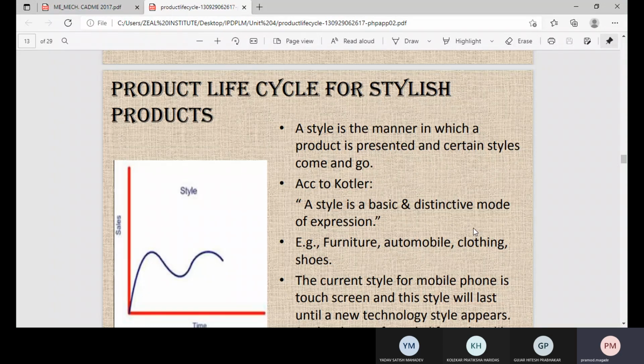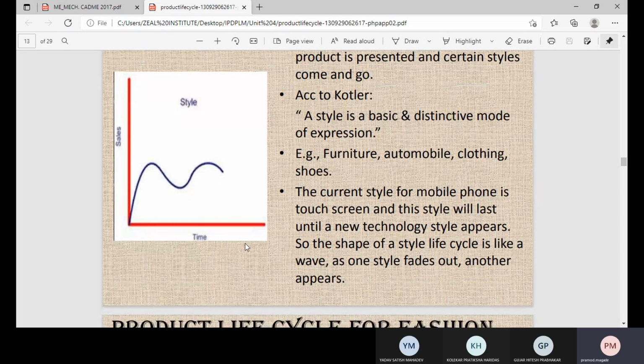Suppose I launch some style in the market, in terms of clothing, then those style parameters are for a particular span only. It is not for the whole time or whole life. It is for a particular time. So for the stylish product, you can see the curve relating sales with time. At the initial stage, it will boom.